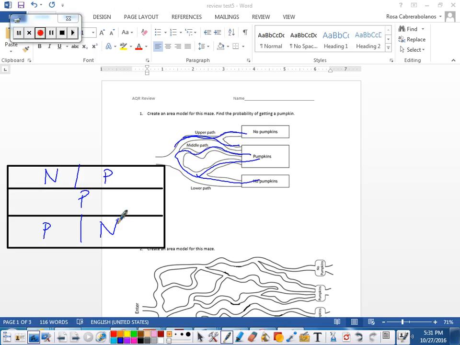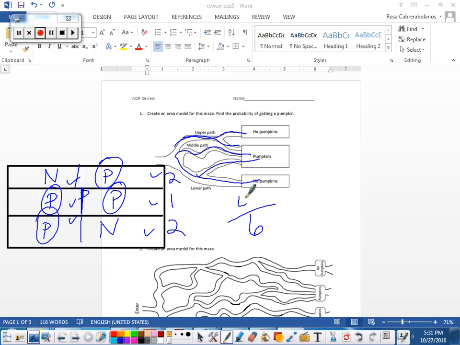Now, this one is cut into 2, that one's cut into 1, and this one's cut into 2. The least common multiple of 2 and 1 is 2, so that means this middle one needs to also be cut into 2. So this one's going to be pumpkins and that one's going to be pumpkins. Now there's a total of 6 pieces, and 4 of them have pumpkins, and we simplify this to 2 out of 3. That's for number 1. That's all you have to do.